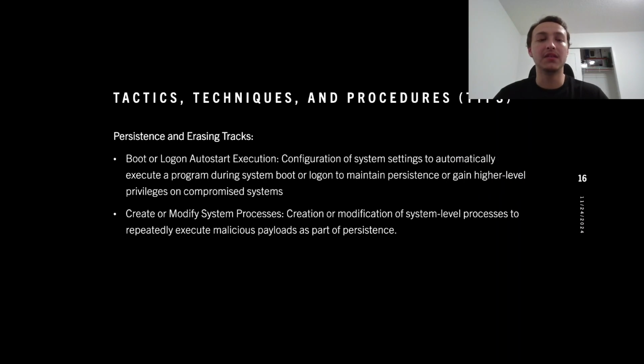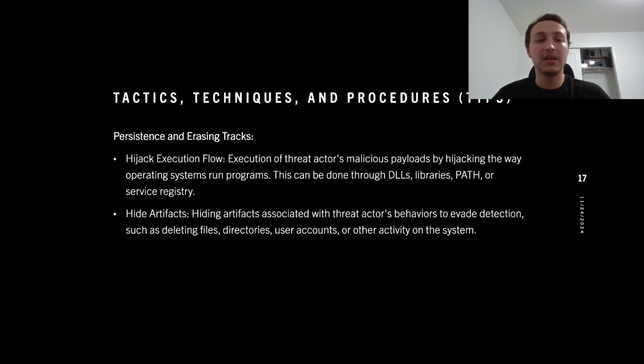Some TTPs for persistence include boot or logon autostart execution, where the configuration of system settings automatically executes a program during system boot or log on to maintain persistence or gain higher level privileges on compromised systems. They also create or modify system processes, where system processes repeatedly execute malicious payloads as part of persistence. Another is hijack execution flow, where the threat actor's malicious payloads are executed by hijacking the way operating systems run programs. This can be done through DLLs, other libraries, path, or service registry, for example.